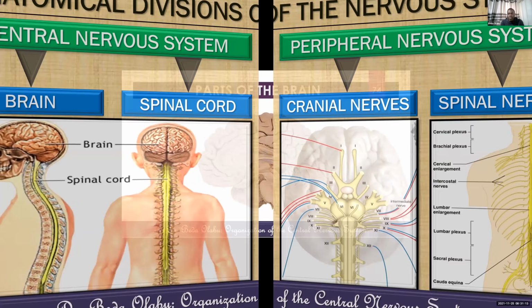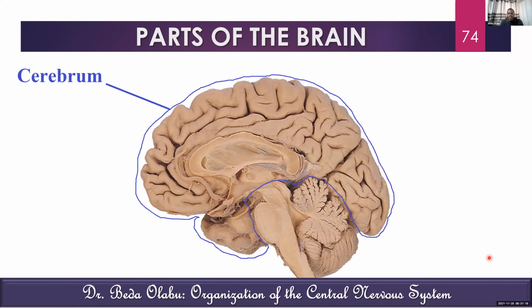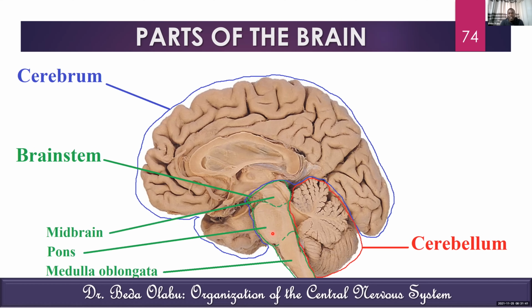Now we are narrowing to the brain. You learned that the brain has three basic parts. The one outlined in blue is the cerebrum. The one outlined in red is the cerebellum. And the one outlined in green is the brainstem. So the brain has three basic parts, those three. In particular, the brainstem has three parts as well. We have a midbrain there, pons and medulla oblongata down there. So those are the three basic parts of the brainstem.